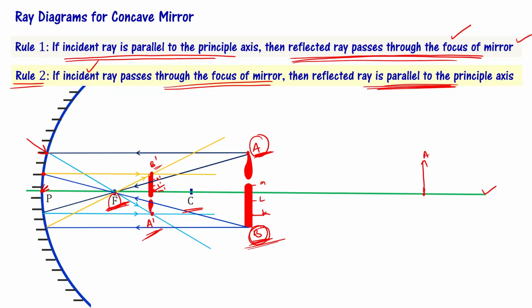You will understand all that, but in the upcoming examples, we are going to make use of this kind of object. Rather than taking B and A in different positions relative to the principal axis, B is going to be always on the principal axis, so that construction of the ray diagram is fairly easy. Understood?